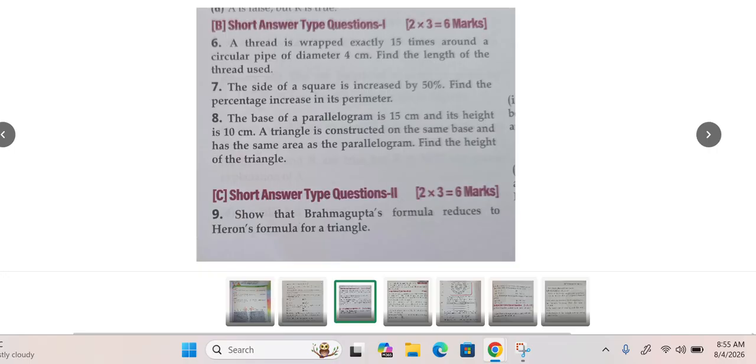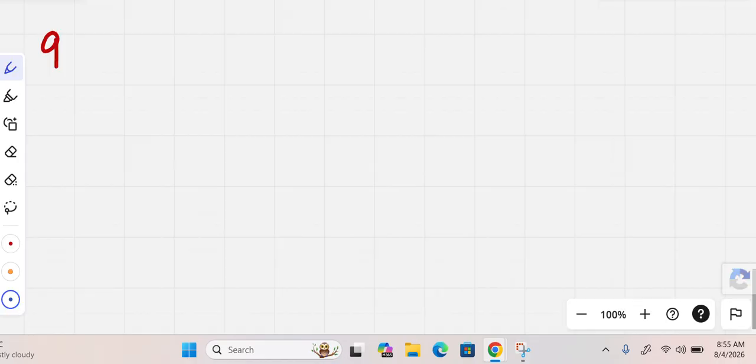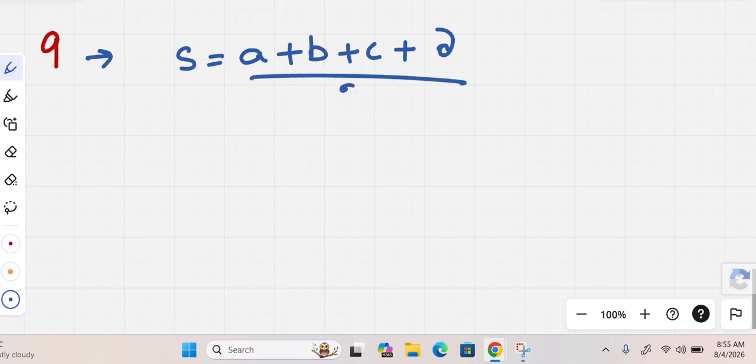See, the ninth one I'm going to explain. Show that Brahmagupta's formula reduces to Heron's formula. What was Brahmagupta's formula? Under root S minus A. First we were finding S, the semi perimeter. S is A plus B plus C by 2. And this was what we got.